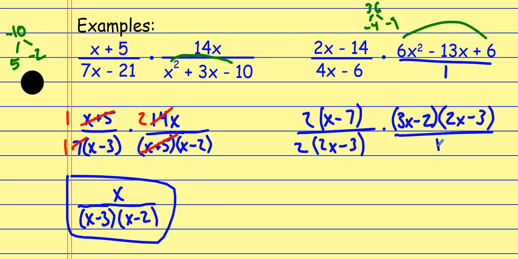Okay? And now I start looking for common factors. I notice these 2's can cancel out. The 2x minus 3's cancel out, so I'm just cross-reducing and reducing each fraction. Well, now I just multiply straight across.